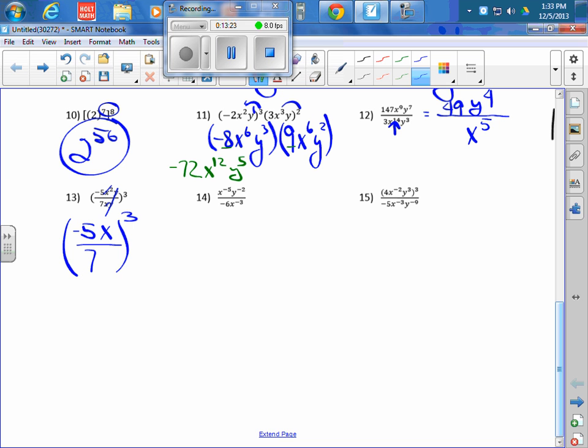Well, negative 5 to the third power, negative 125, x to the third. 7 times 7 is 49, times 7 is 343. 7 to the third power is 343. So negative 125 x to the third over 343.